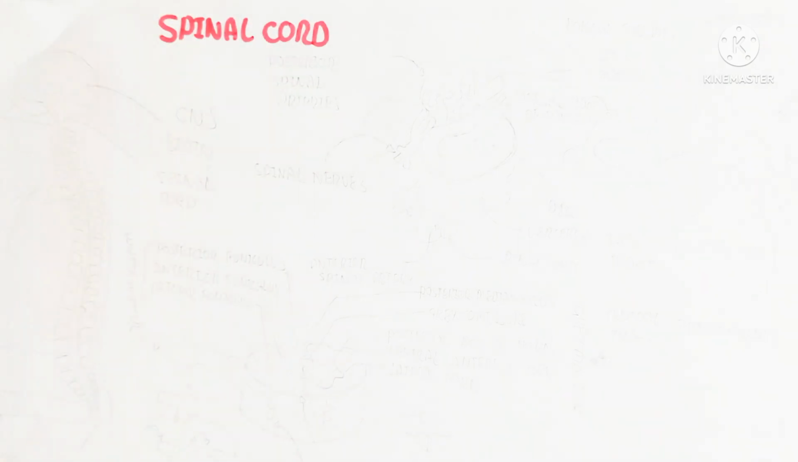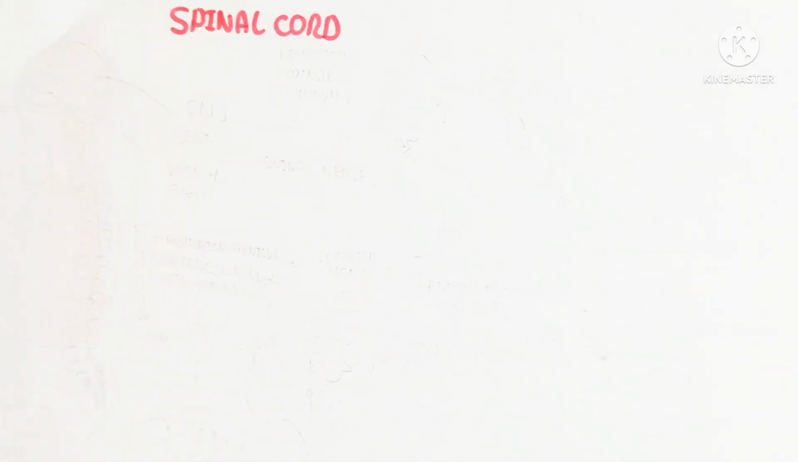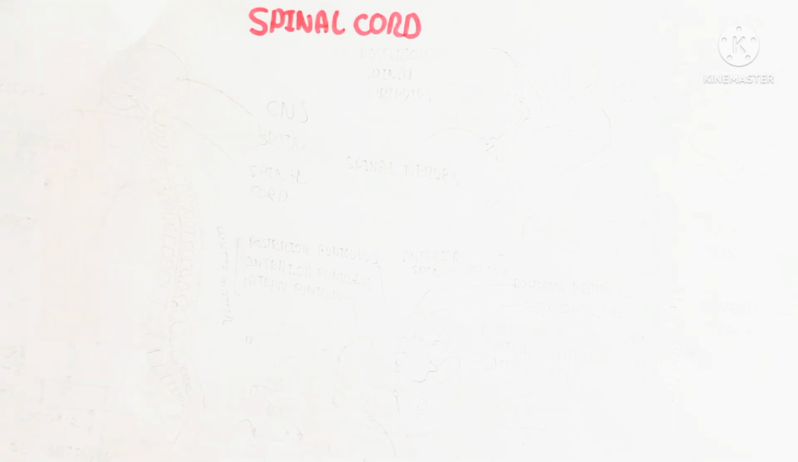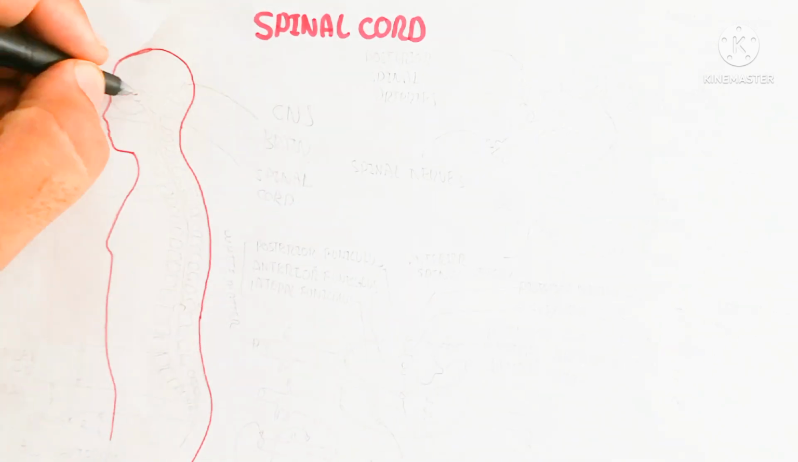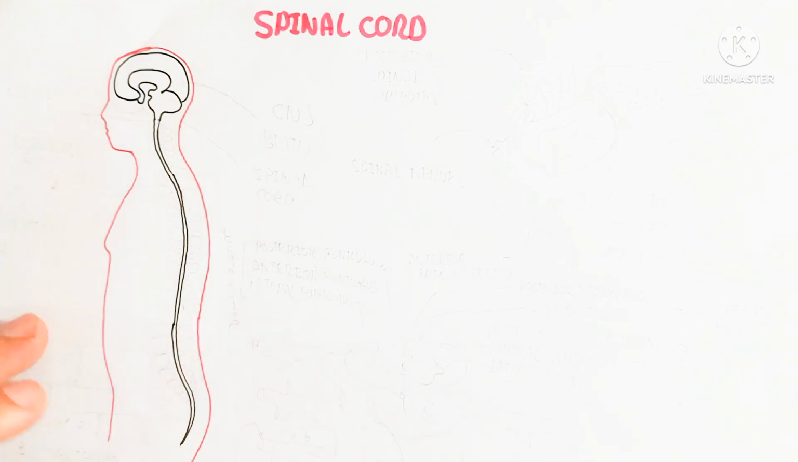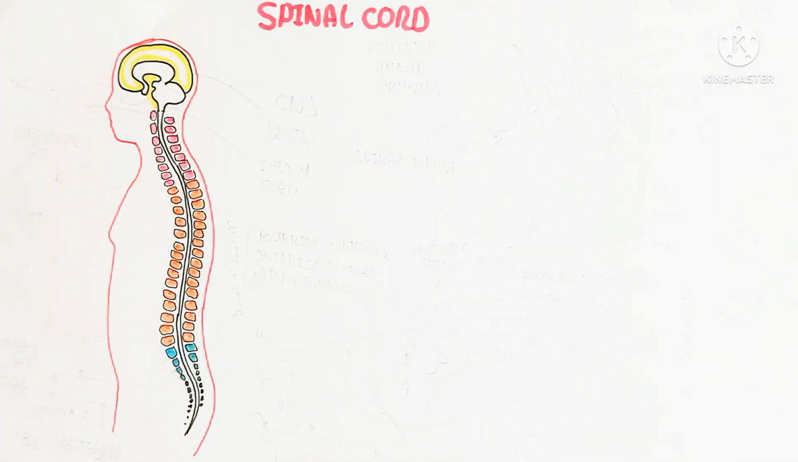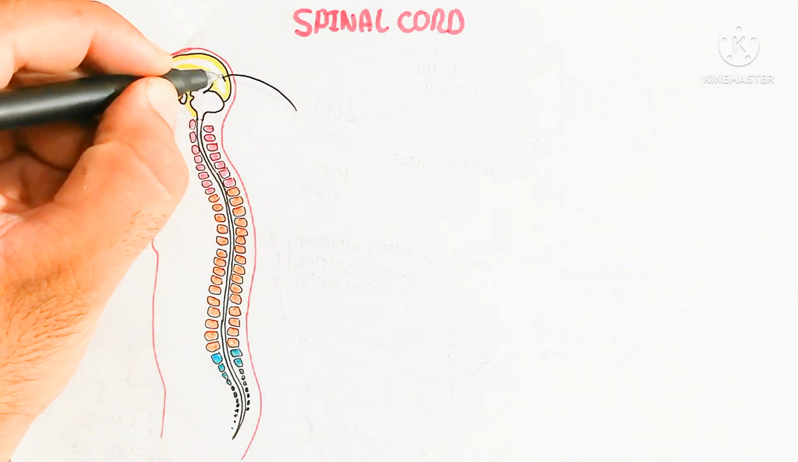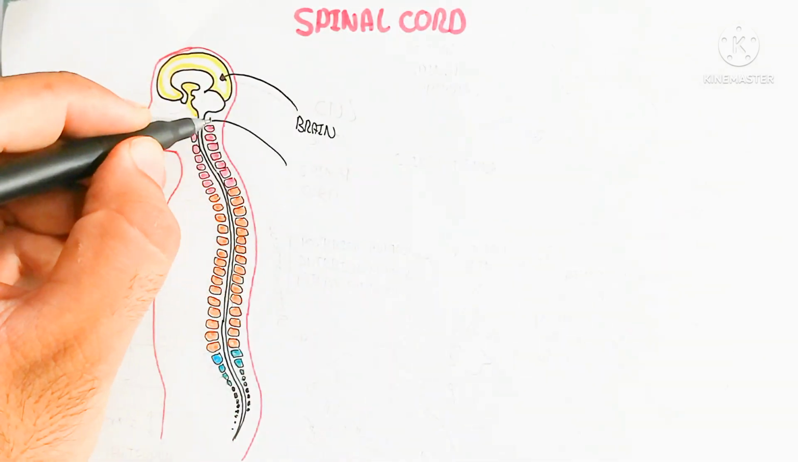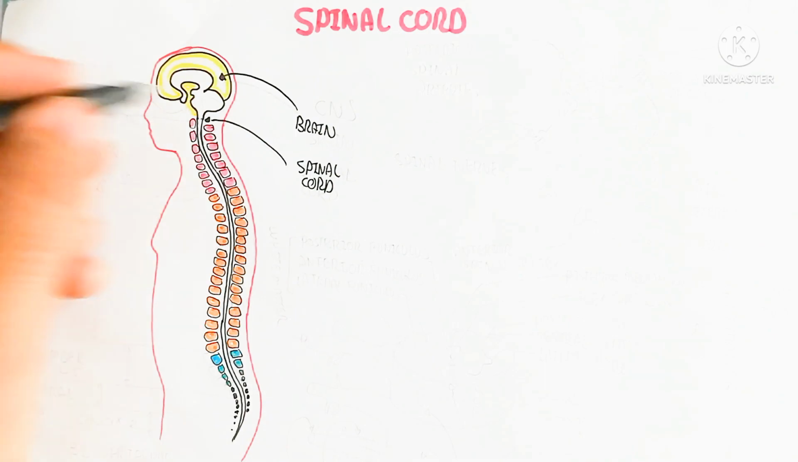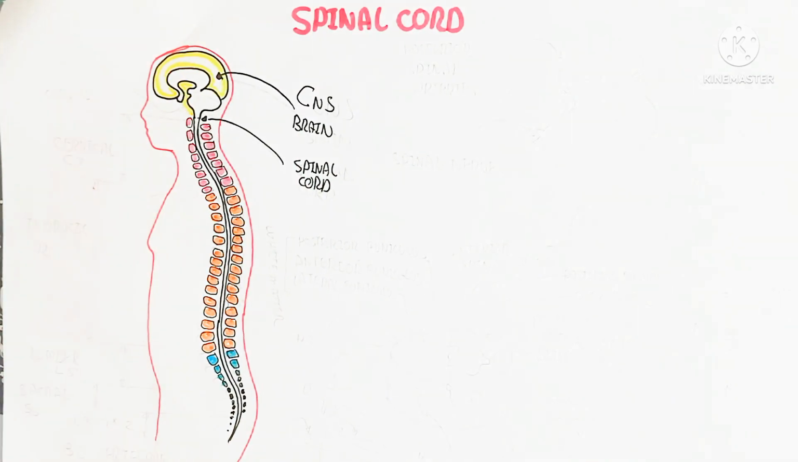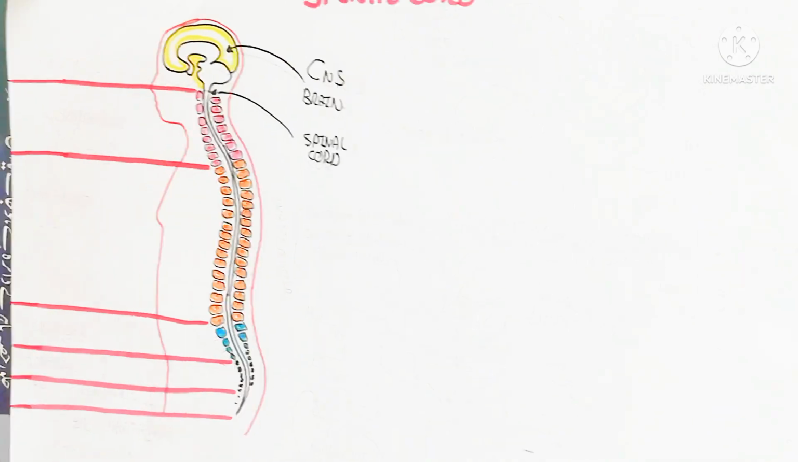Hello, in this video we will understand the spinal cord, its function, and the anatomy of the spinal cord. We will also look at the vertebral column, which surrounds the spinal cord as a protective part made up of bones, known as the vertebrae. So this is the brain and spinal cord, surrounded by the vertebral column.